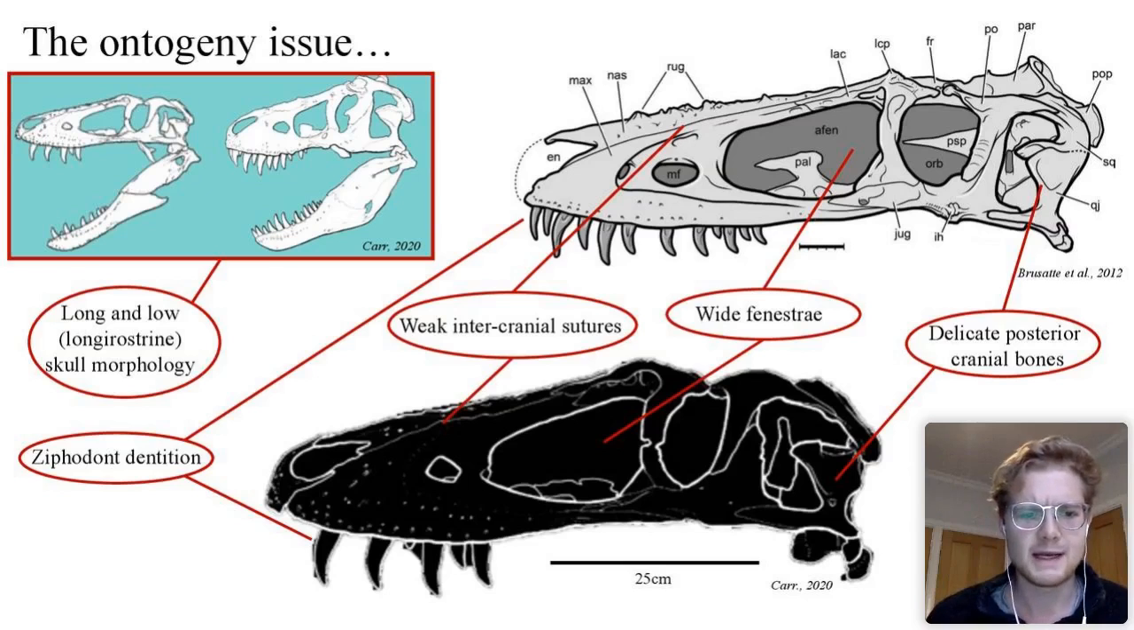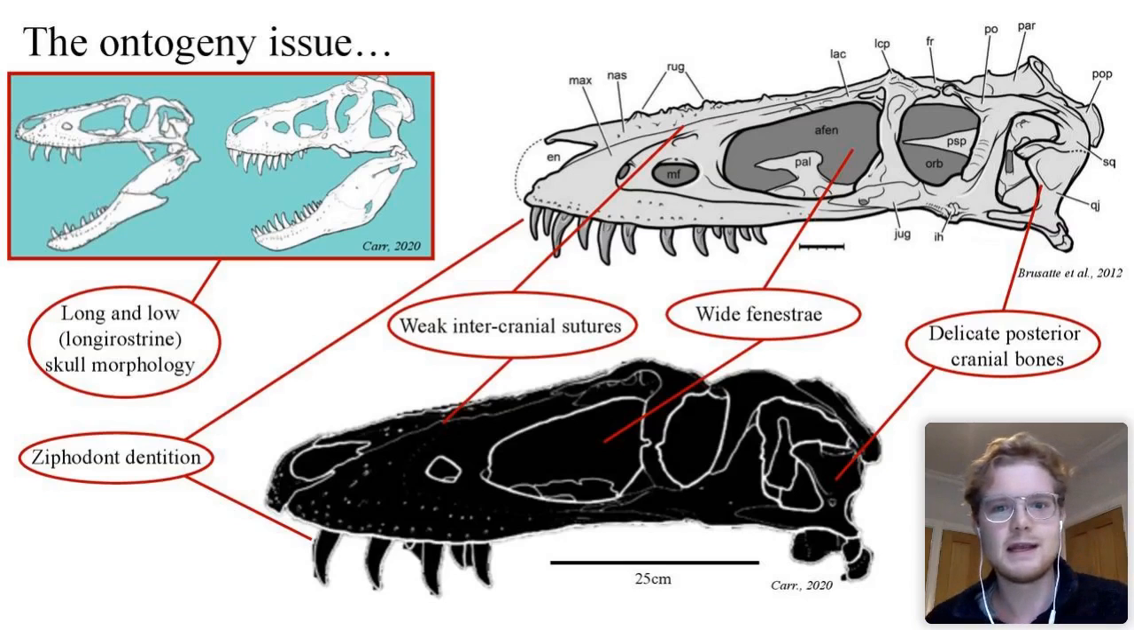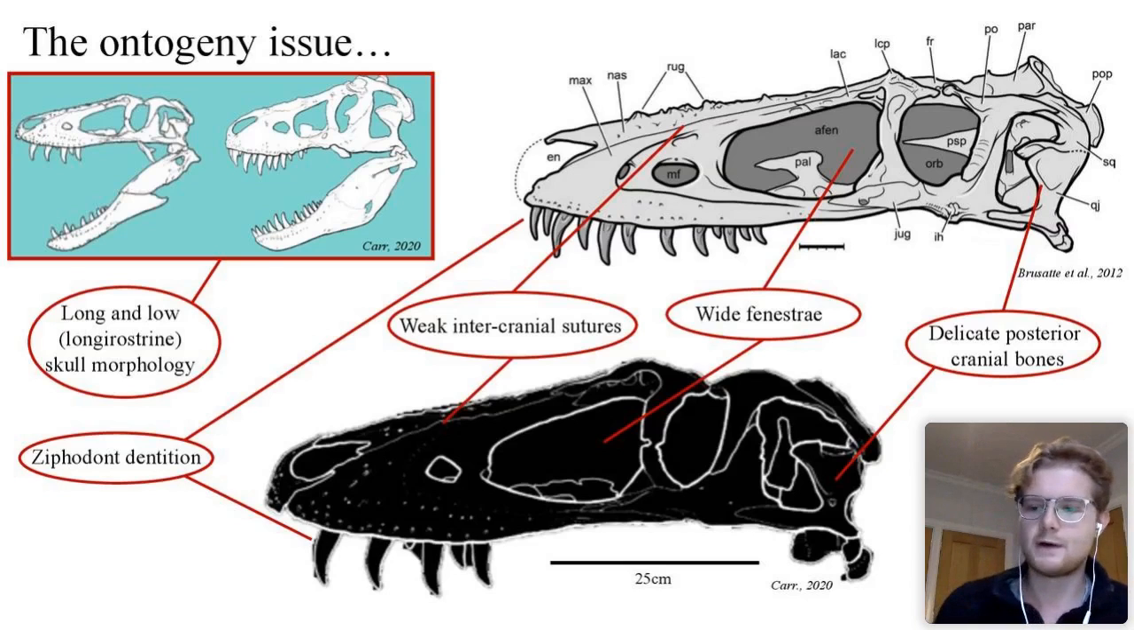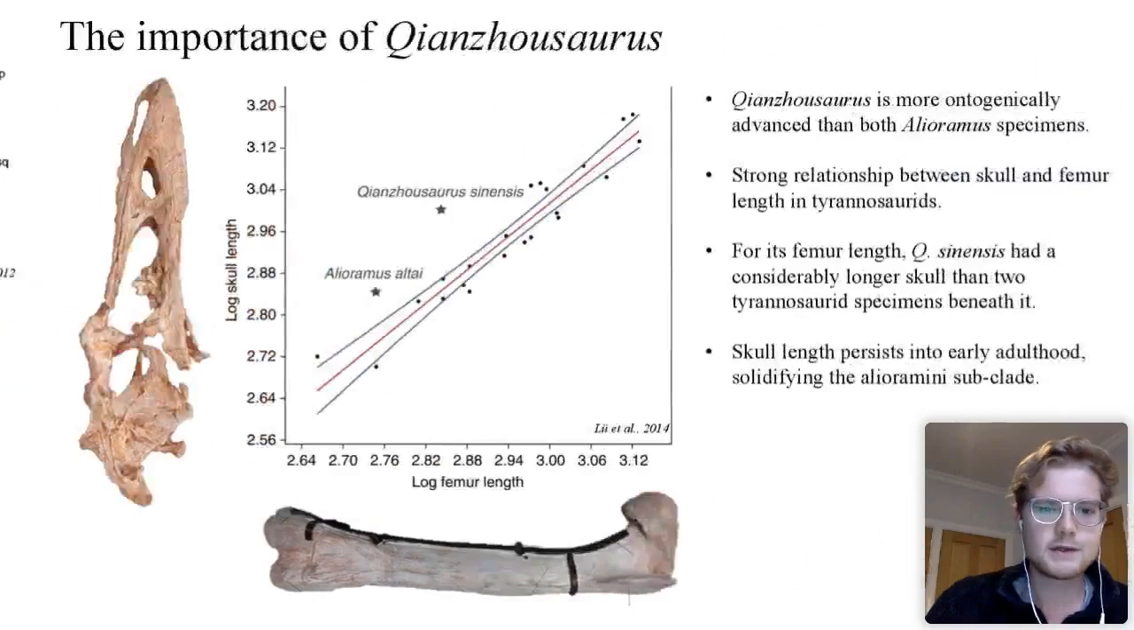And you can see they're both very pneumatic. They tend to have quite weak cranial sutures anyway, delicate cranial bones, and the dentition is very similar. And you can just see in the top left there, that's both ends of the ontogeny scale with tyrannosaurids. You've got a juvenile there, and you can just see how the skull deepens and widens with age. And so the argument was that there's not really anything in these alioramins to justify them being their own clade. And that's where Qianzhousaurus came along.